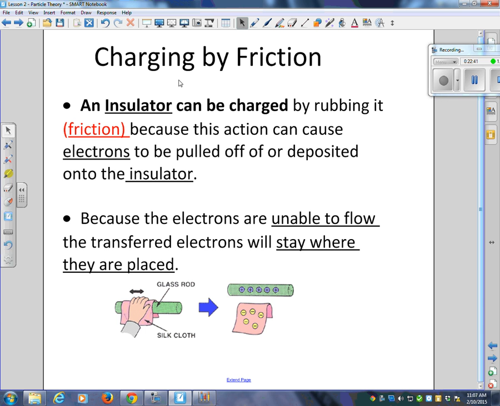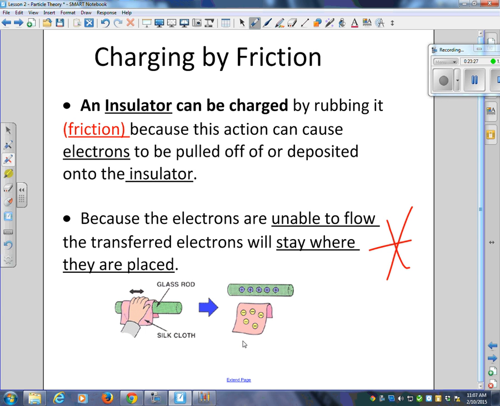When I rubbed it, I used friction here. Chris, here's the teaching part. Watch. When I do this, one of these things holds on to its electrons more strongly than the other. So the electrons from the weak one go to the strong one. So an insulator can be charged. You can charge an insulator by rubbing it, by friction, because this action could cause electrons to be pulled off of or deposited on the insulator. Because electrons are unable to flow, the transferred electrons will stay where they are placed. And there's a picture right there. This time I'm using glass and a silk cloth.